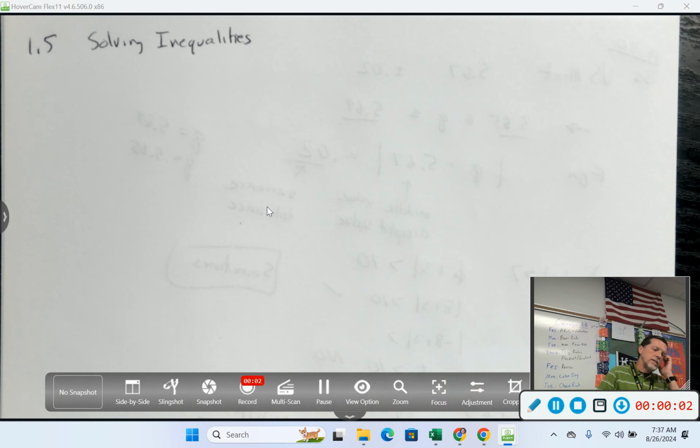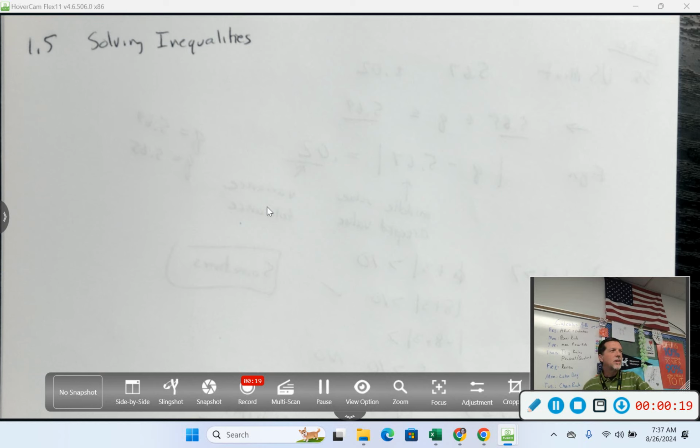Solving inequalities. So you've done this before, pretty sure, in Algebra 1. Do you remember anything about solving inequalities? There's a couple of key things you've got to remember. Something with negative and flipping it. Yes, that's the main thing.